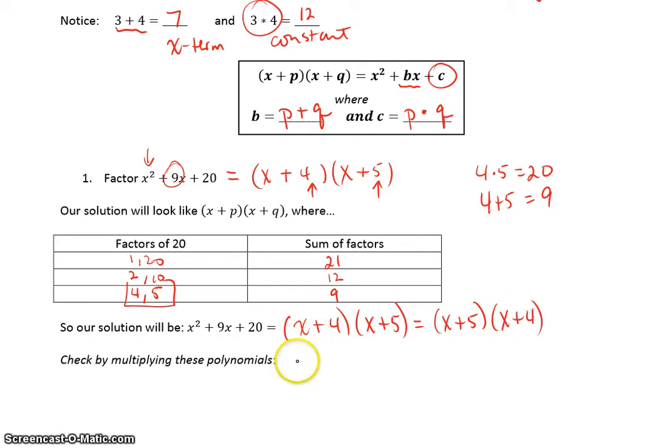We can double check our work by multiplying. Let's just multiply these two. We get x squared plus 5x plus 4x plus 20. And we can combine the middle terms to get 9x. And so we know we're correct.